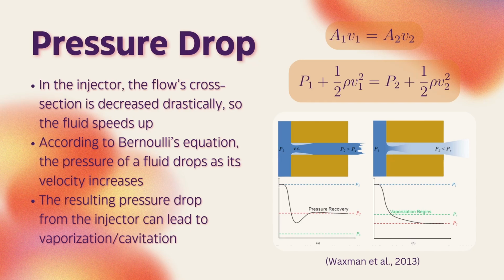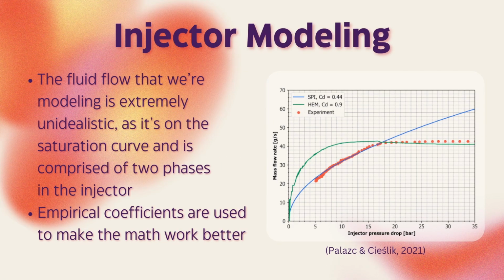Here you can see a diagram though, depending on where the vapor pressure sits relative to the pressure before and after the injector, you can see whether it'll vaporize or whether it'll stay as a liquid. The fluid flow that we're modeling is really unidealistic because it's comprised of those two phases. There's not really a great single model that you can use, though there are attempts.